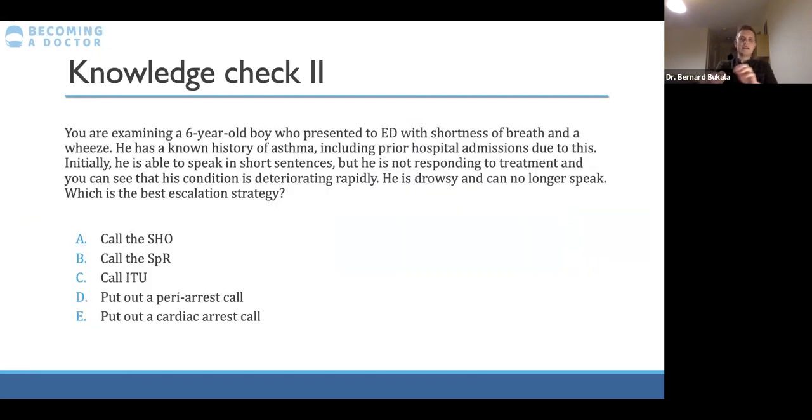Now, here's our second question. So thinking about escalating, you are examining a 6-year-old boy who presented to ED with shortness of breath and a wheeze. He has a known history of asthma, including prior hospital admissions due to this. Initially, he is able to speak in short sentences, but he's not responding to treatment, and you can see that his condition is deteriorating rapidly. He is drowsy, and he can no longer speak now. Which is the best escalation strategy?